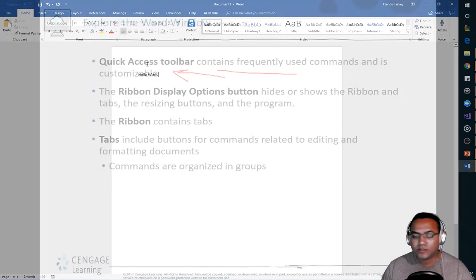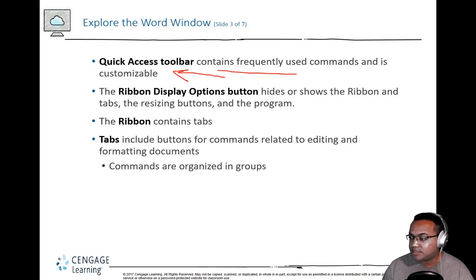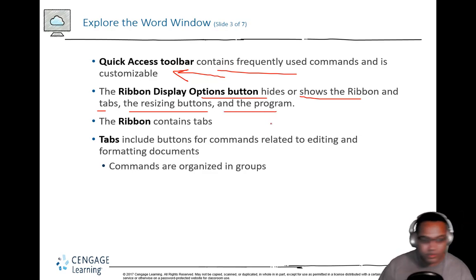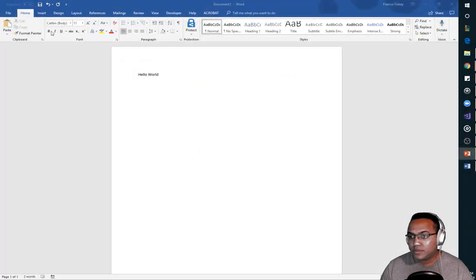All right, let's go back to the PowerPoint and let's continue. The ribbon display option button hides or shows the ribbon and tabs, the resizing buttons, and the program. And I just showed you the ribbon display. Excuse me. The ribbon contains tabs, the tabs that I clicked on the top. So if I go back, this right here is the ribbon.